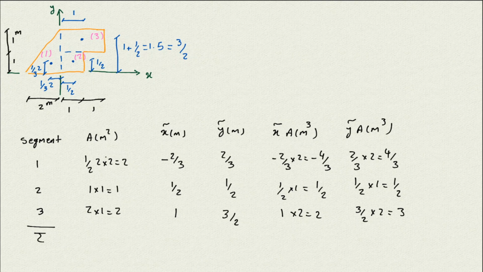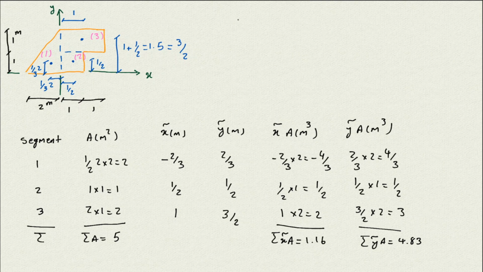We need this to do the calculation. We need the sum of the areas, so adding all the areas together gives us sigma A, which is 5. And we also need the sum of these two columns as well. So sigma for this one is 1.16, and sigma for this column is going to be 4.83. And then I will write the rest here.